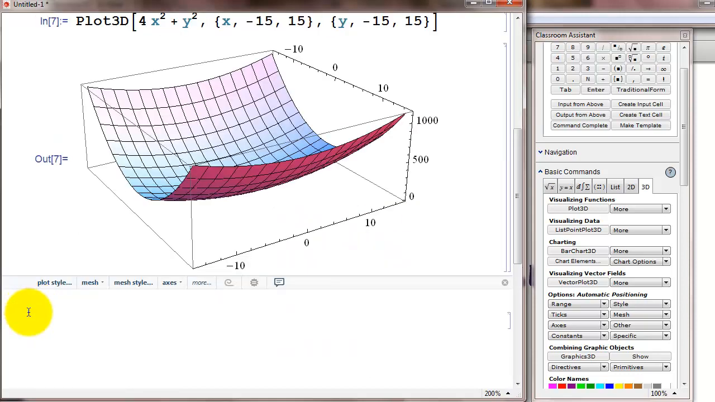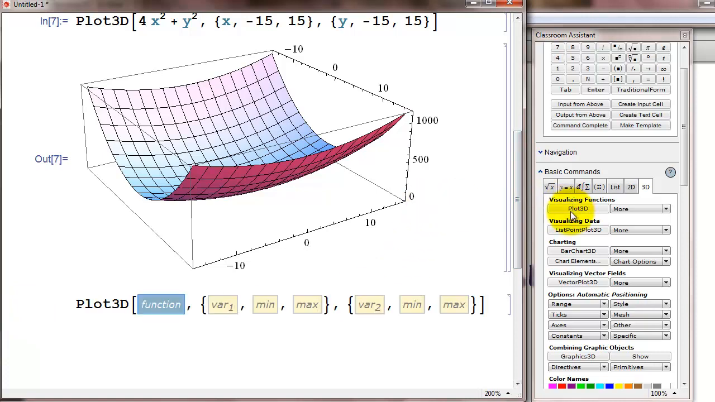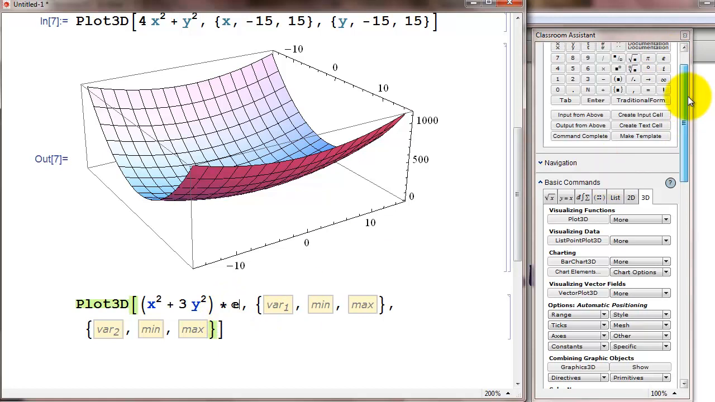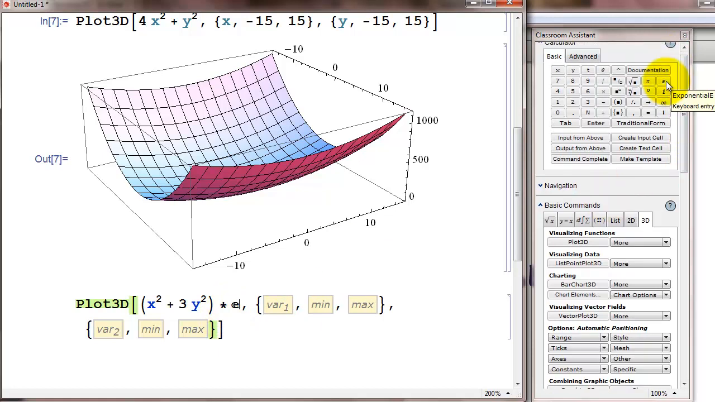Okay, let's do another plot. In this case, let's do a 3D plot. And the function we're going to plot is parentheses x squared plus 3y squared times e. Now notice that there's an e, which is an irrational number. It's on the classroom assistant palette. It's right next to pi.